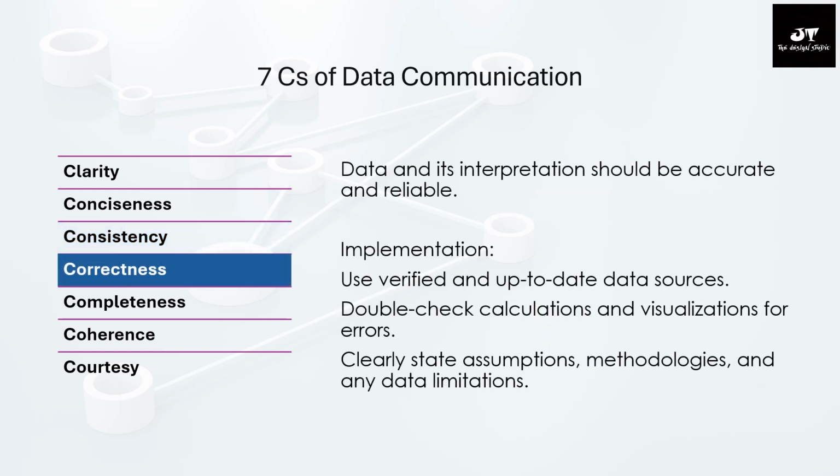The fourth C among the 7 C's of data communication is correctness. Correctness is fundamental in ensuring the accuracy and reliability of data and its interpretation. Using verified and up-to-date data sources enhances credibility and prevents the spread of misinformation. Double-checking calculations and visualizations for errors minimizes the risk of misleading conclusions.